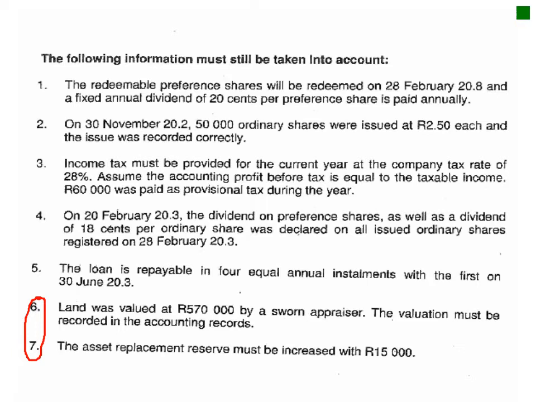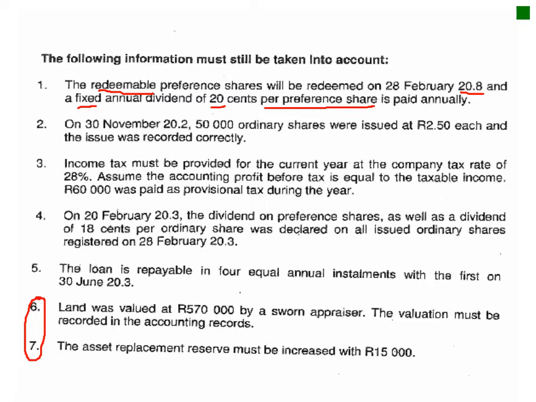So they're telling us the preference shares are redeemable. Immediately you see redeemable, it means those preference shares are a liability because we have a definite date that we're going to pay them back on the 28th of February 2008, which is in 5 years' time. So the redeemable preference shares will be a long-term liability, and they have a fixed annual dividend of 20 cents per share. So for every share that you own, you will get 20 cents as a dividend every year. It's a fixed annual dividend.